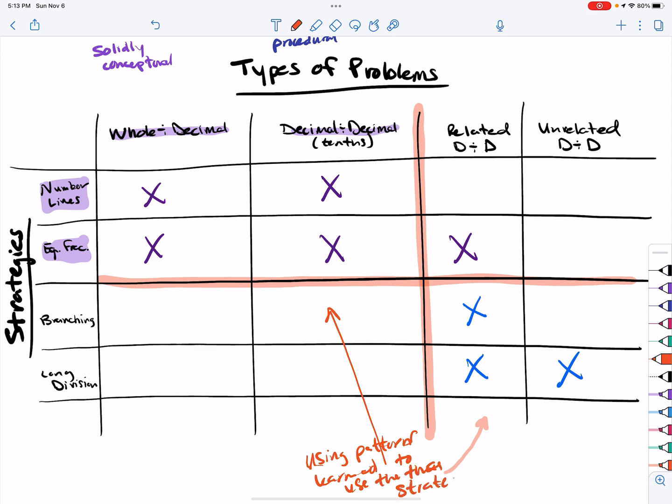So you're going to be taking the problems and manipulating them a little bit, so that they're easier to solve procedurally, but the actual numbers are still accurate. So it's a bit of a trick, or a bit of a challenge, but just know that in class we are going to start out with more of those purple strategies and then move towards those blue ones, because ultimately those blue ones can be used on a wider variety of problems. You could do long division with a whole divided by a decimal, but why would you want to? Or you could do branching for tenths divided by tenths, but if you could just use your equivalent fractions and then multiply by the reciprocal, why would you want to go down that road?